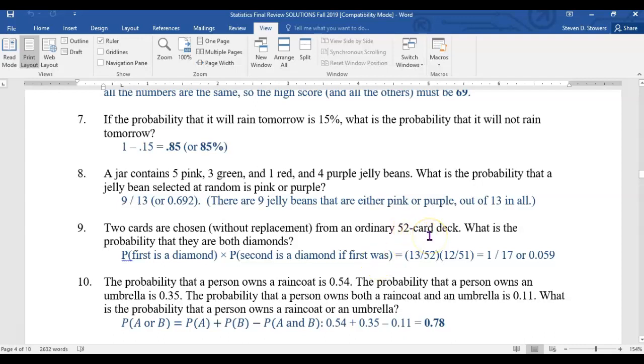There are 52 cards in a deck. 13 of those cards are diamonds. So for the first card you pull out, the probability that it's a diamond is 13 over 52. Now, if you did pull out a diamond on that first pick, now there are 12 left out of the 51 cards that you have left to choose from. So the probability of the second card being a diamond is 12 over 51. Then we multiply those together, not add, multiply for an and question. So 13 over 52 times 12 over 51 is, in lowest terms, 1/17, or about 0.059.